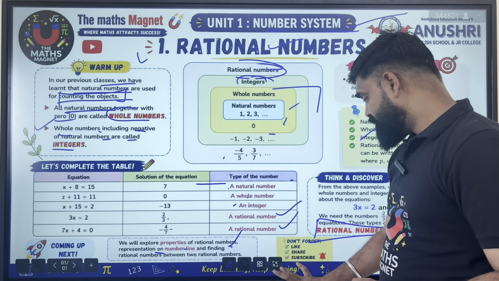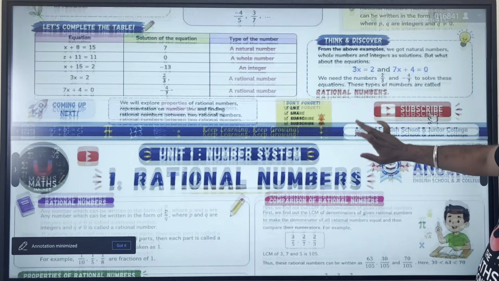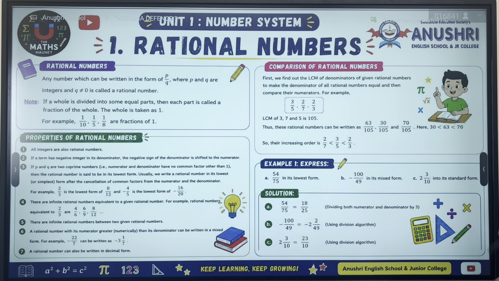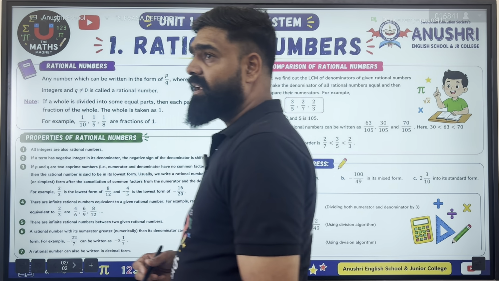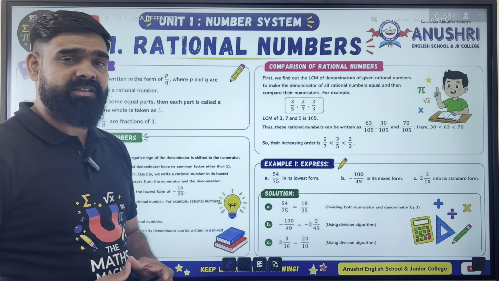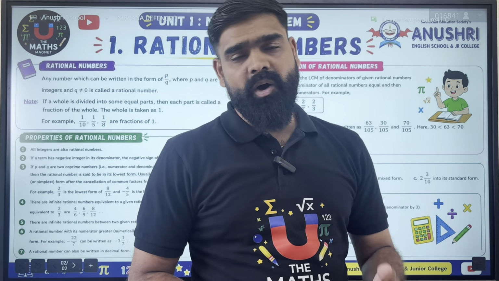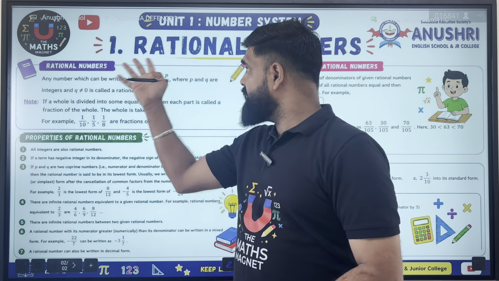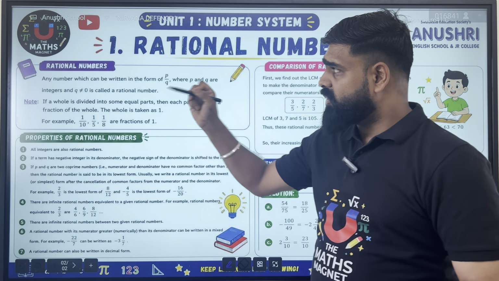So let us move ahead. So we will have here rational numbers. Let us learn more about the rational numbers. It is a very important topic while studying mathematics. The main or important topic in that is the number system, and under the number system we have the rational numbers.